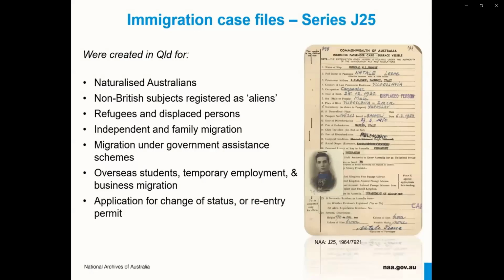Here's an example of a J25 case file for Irmgard Kreiter, who migrated to Australia in 1961. This file has 28 pages, so this is just a small selection of some of the documents it contains. But here's what we can learn about Irmgard from them. Irmgard was born in Asterburg, Germany, on the 16th of May, 1934.